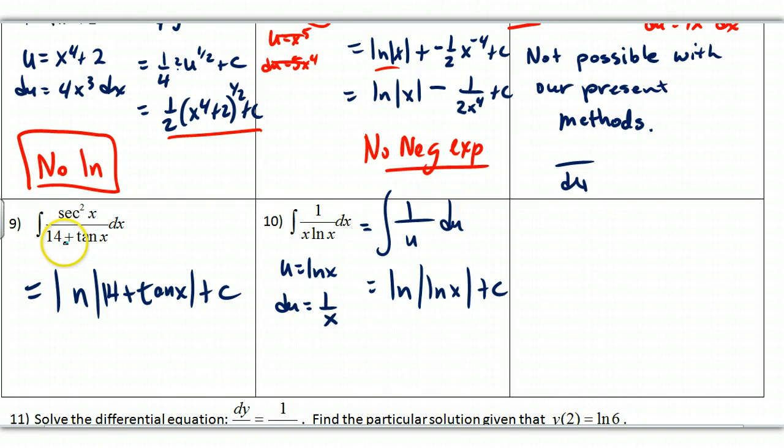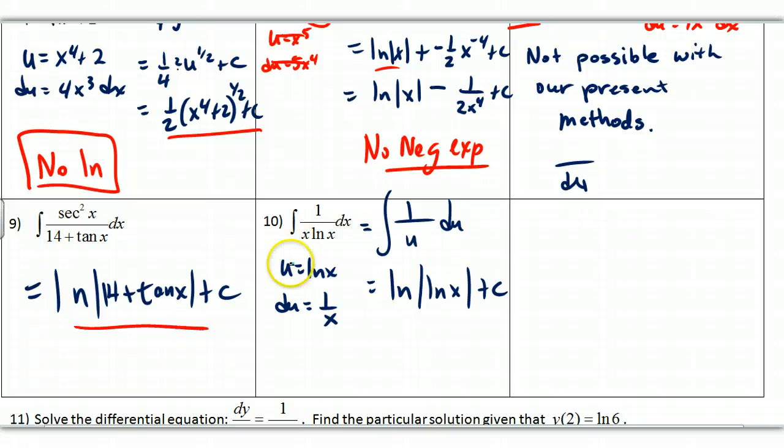Okay, if we look at this next one, do you see a function and its derivative? Sure. 14 plus tangent of x is a function. Its derivative is secant squared. Function in the denominator, derivative in the numerator. Boom. Done. It's just the ln of what we have there.